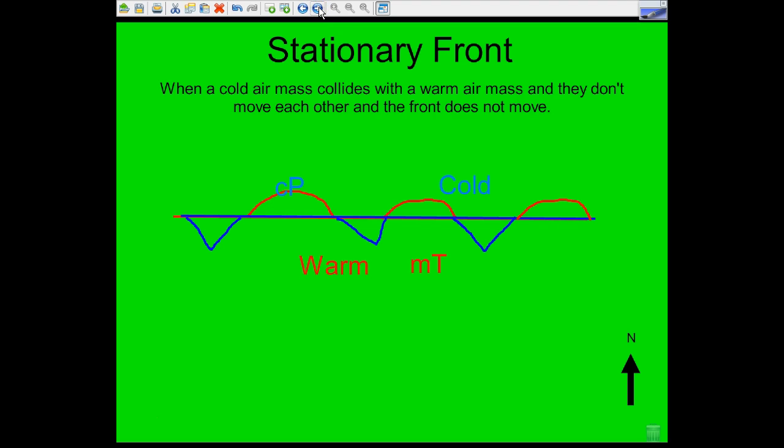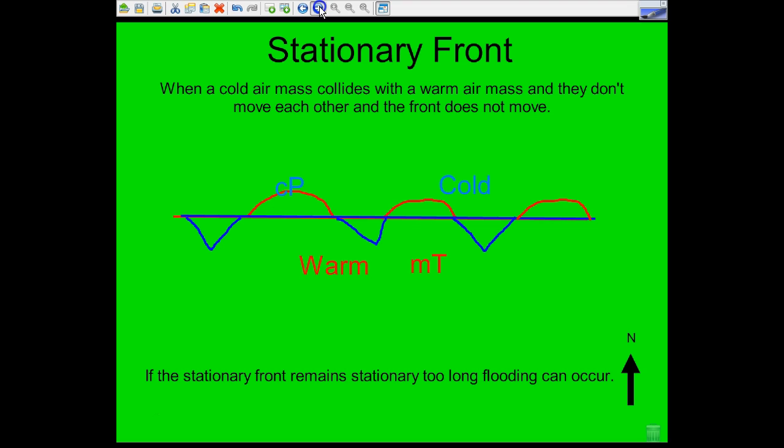So, stationary front: when a cold air mass collides with a warm air mass and they don't move each other, and the front does not move, that's when we get a stationary front. And another important piece is that if the stationary front remains stationary, or doesn't move for too long, flooding can occur. Doesn't mean it's going to occur, but it can occur. That would be the risk with the stationary front.